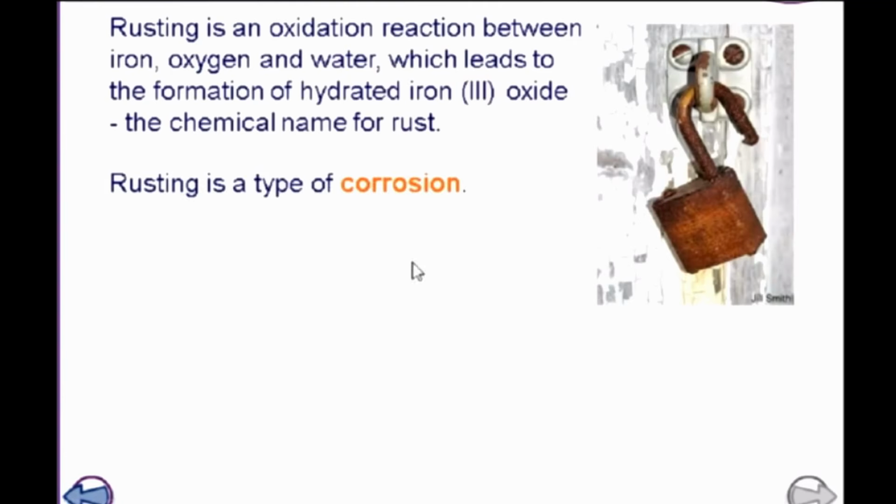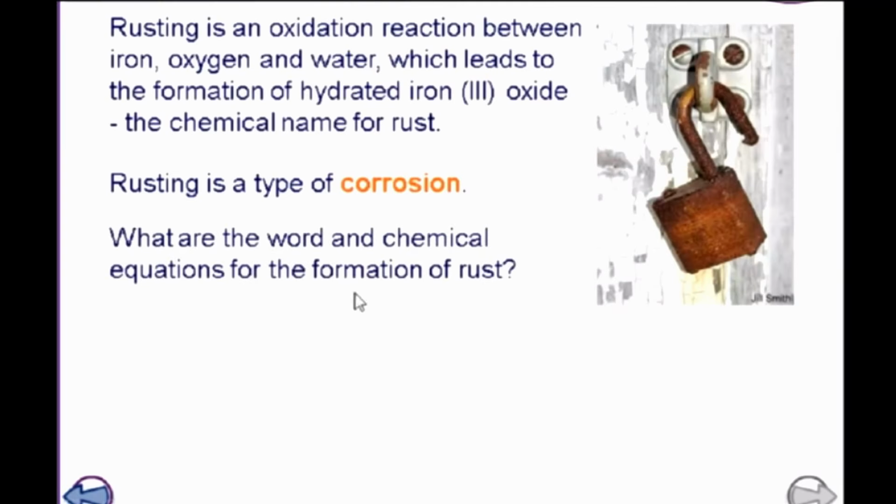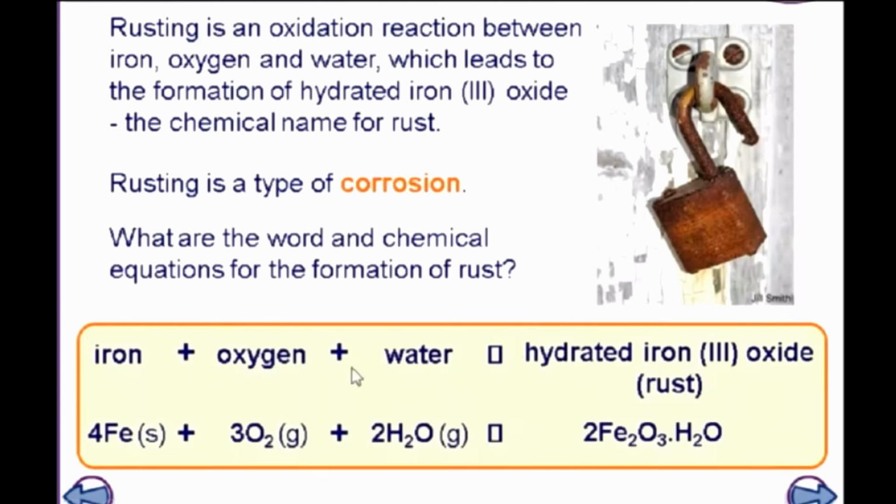Rusting is a type of corrosion. Corrosion takes place in all metals. What are the word and chemical equation for formation of rust? So this is the word and chemical equation for rusting. Can you write it down, please?